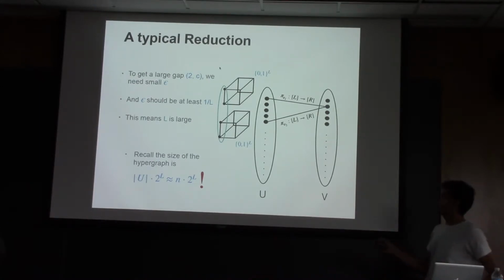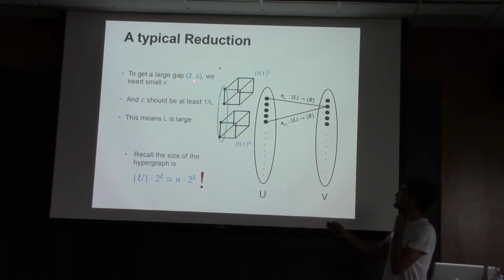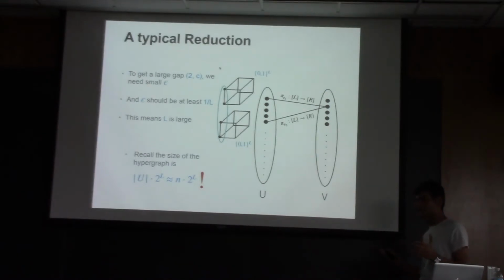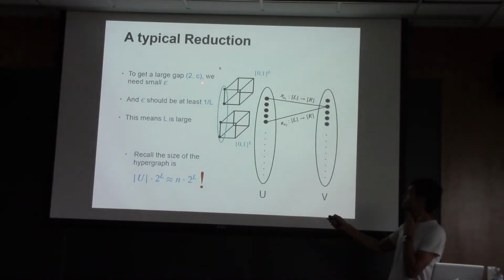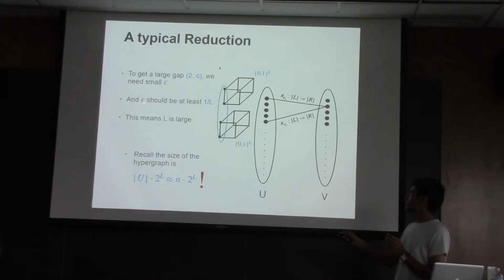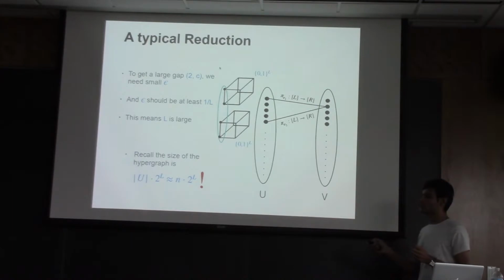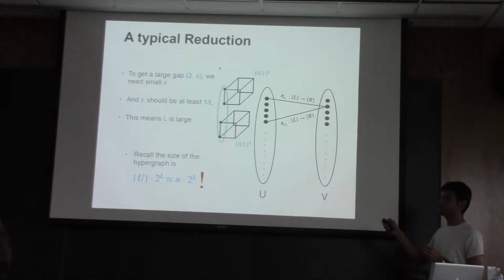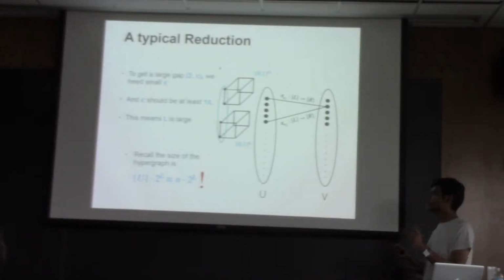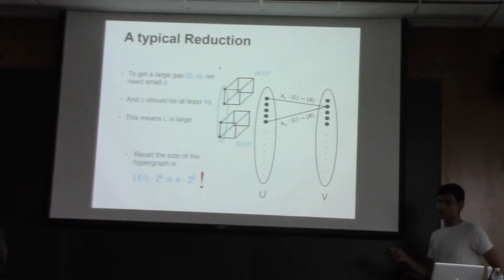But yeah, the problem with these kinds of reductions is that, and this is not very formal, to get a large gap between 2 and c, remember our goal is to prove something where c is as large as possible, maybe hopefully poly n. But to get a large gap, we will need a very small epsilon in this reduction. But epsilon should be at least 1 over L, because if the labels are L and R, just a random labeling satisfies a 1 over L fraction of the constraints. So epsilon better be at least 1 over L.